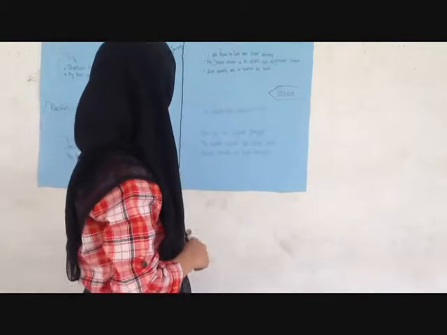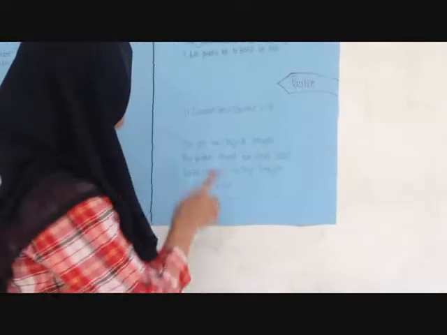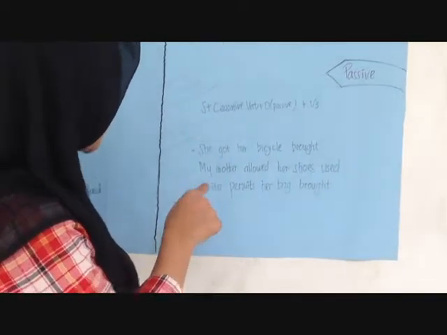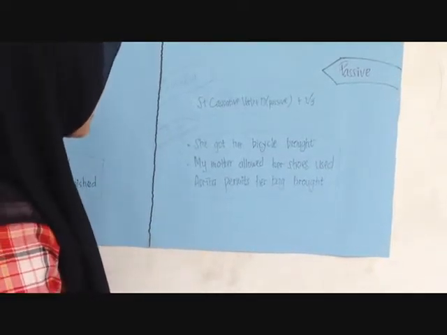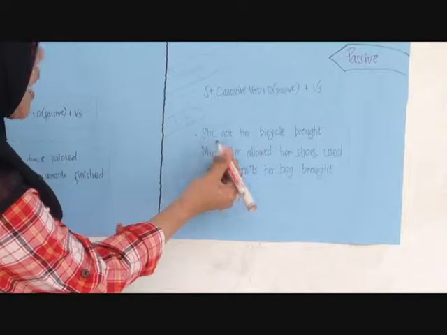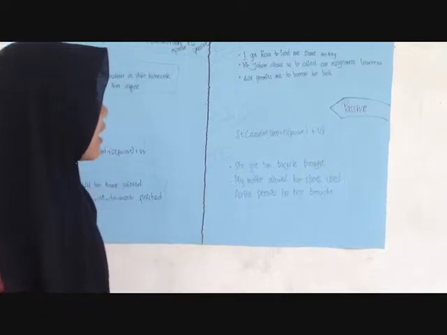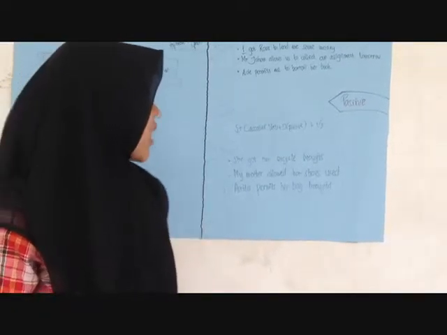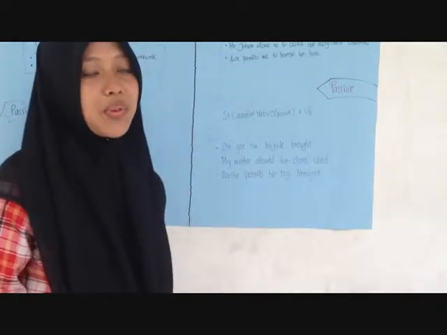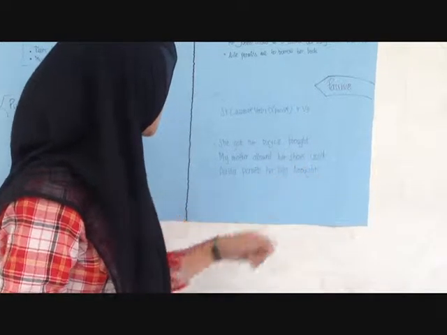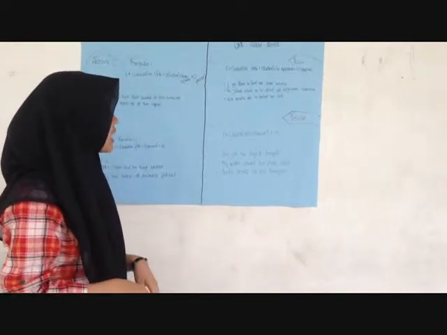As a passive form, the formula of get, allow, and permit here is subject plus causative verb plus object passive plus verb 3. And the first example is, she got her bicycle broken. I want to analyze this example. First, she here is the subject, got is the causative verb, her bicycle is the object passive, and broken is verb 3. And next, my mother got her shoes used. And the last, Asrita permits her bag broken.